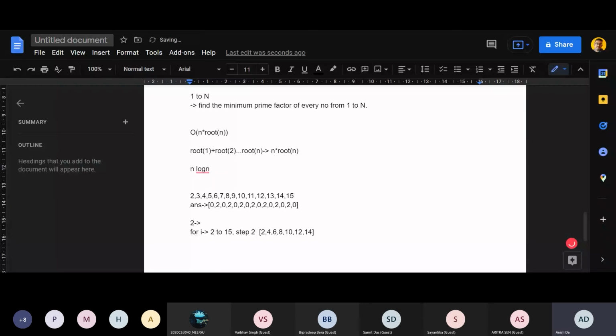So for 2 we will run a for loop like this. 3 is again a prime number. Can anyone tell what will be the for loop for 3?